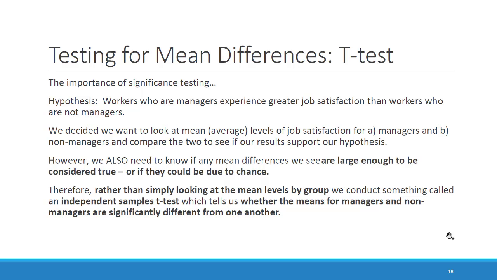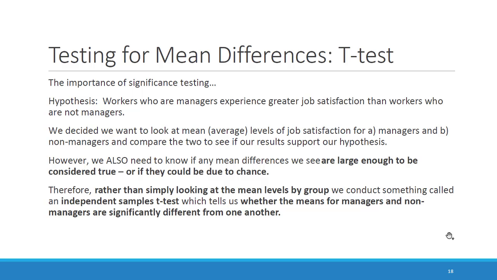Let's talk for a moment about the importance of statistical significance testing in this case. So again, our hypothesis is that managers experience greater job satisfaction than non-managers. And so why can't we just look at the average levels? We talked about descriptive statistics in our last video. So why can't we just calculate means and look at 1 mean for managers and 1 mean for non-managers and see if the manager's mean is higher?